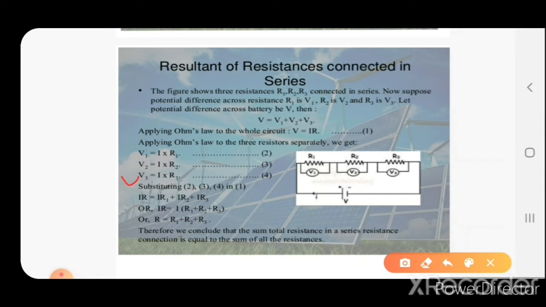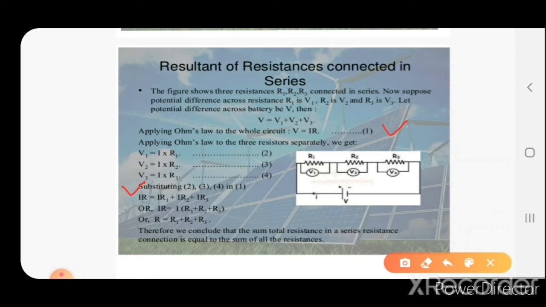Similarly, V3 is equal to IR3. It is the potential difference across the resistor R3, which becomes V3 is equal to IR3. So V1, V2 and V3 are equal to IR1, IR2 and IR3 respectively. Now substituting equations 2, 3, 4 in equation 1. We will put all these values into equation 1. So what will we get?